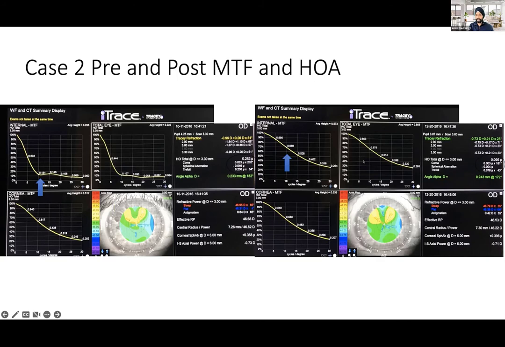Now on the right is the actual post-treatment, same patient. And you look at that, the refraction did not change significantly. You see here angle alpha means that the scan was perfectly centered. Same, everything's the same. The only difference is the MTF curve. And look at how significantly we increased the MTF, the modulation transfer function contrast, and the HOA, the higher order aberrations, coma and trefoil, we could significantly improve.